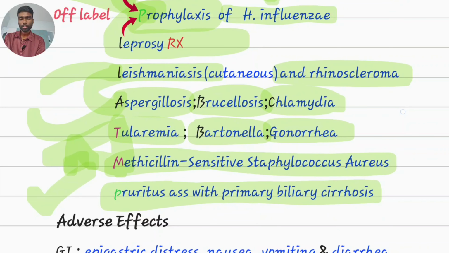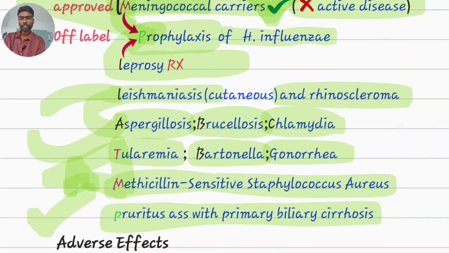Here, if you observe all these diseases, most of the bacteria are obligate intracellular, like M. leprae, Francisella tularensis, Bartonella, brucellosis, and Chlamydia. Rest of all are facultative intracellular pathogens, justifying the usage of rifampicin as it accumulates well intracellularly.